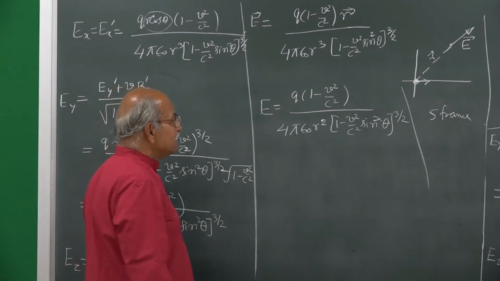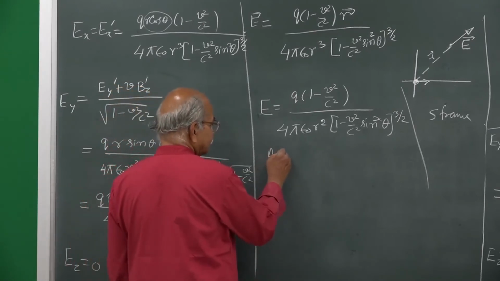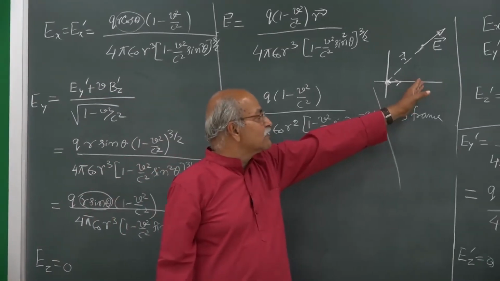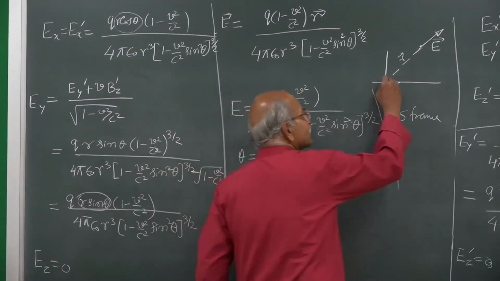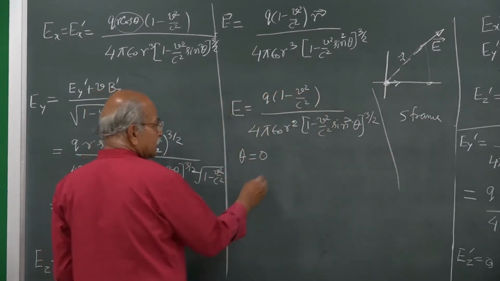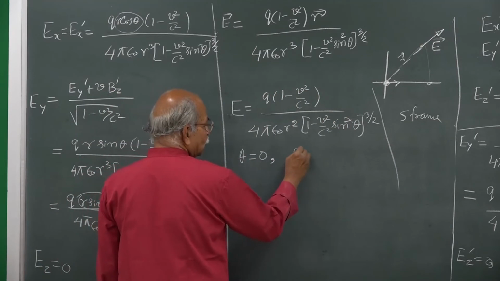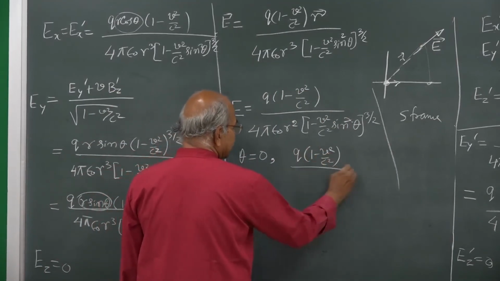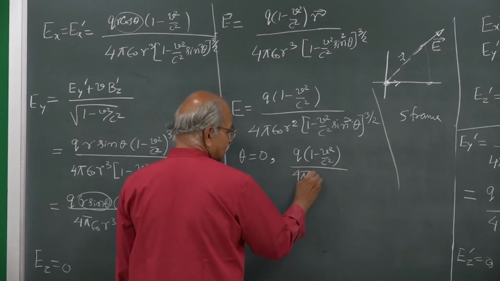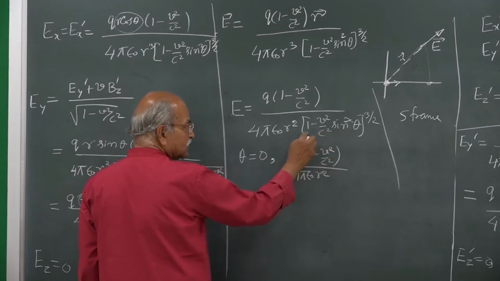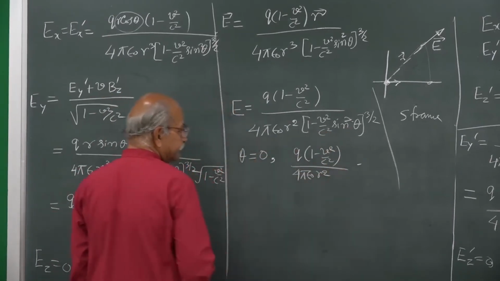So, if theta is, say, 0, that means you are looking at the field in the forward direction, somewhere here, at the same distance, then it will be q times 1 minus v square by c square divided by 4 pi epsilon naught r square. Theta is 0, sin theta is 0, so this is 1, so this is the field.